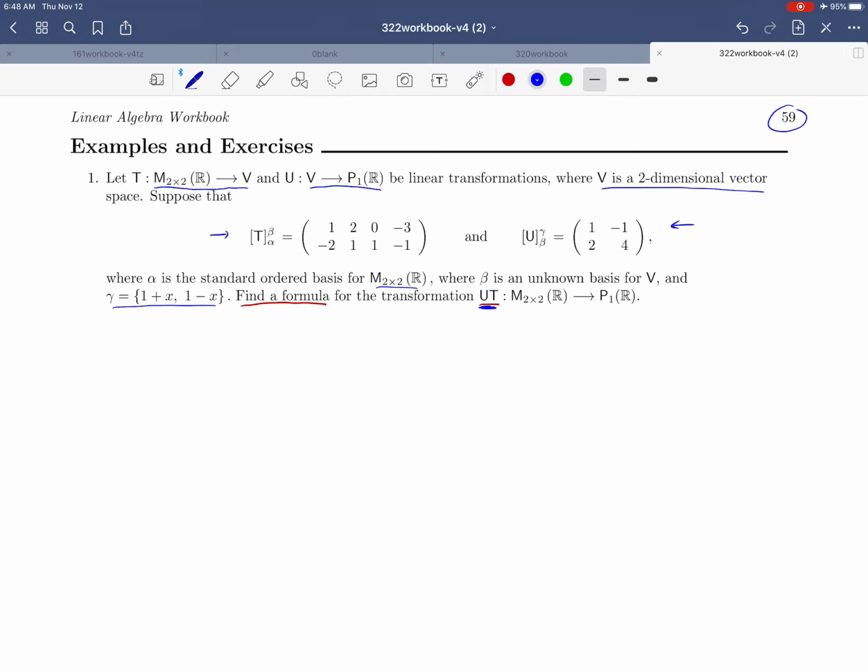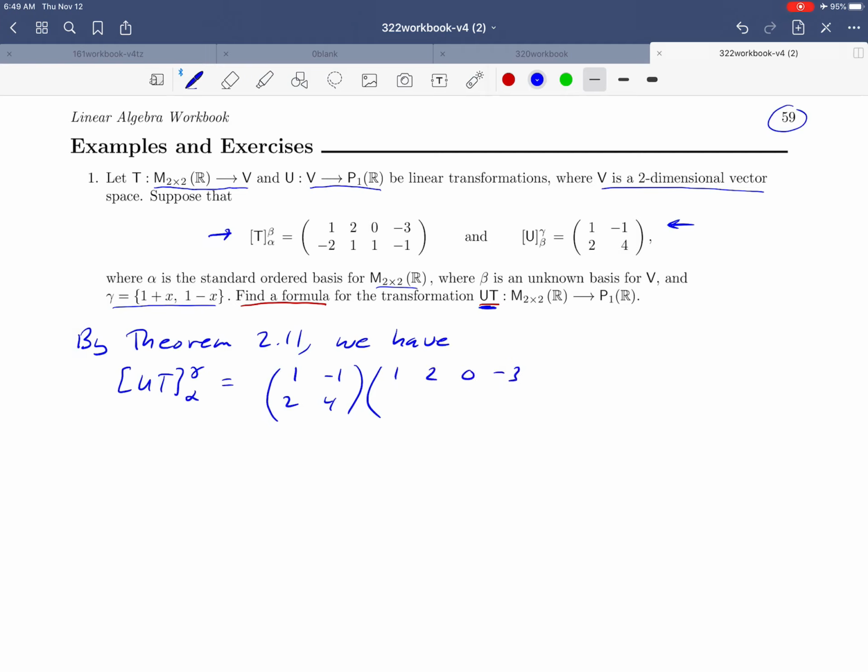And there, Theorem 2.11 can help us because we already know what the matrices for U and T separately are. So we'll start by making the observation that by Theorem 2.11, we know that the matrix for UT, taking us from alpha to gamma coordinates, is going to be the product of the matrix of U, which we can see is 1, -1, 2, 4 from above, and the matrix of T, 1, 2, 0, -3, -2, 1, 1, and -1.